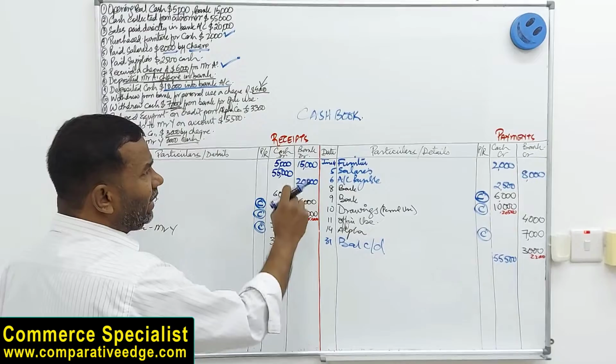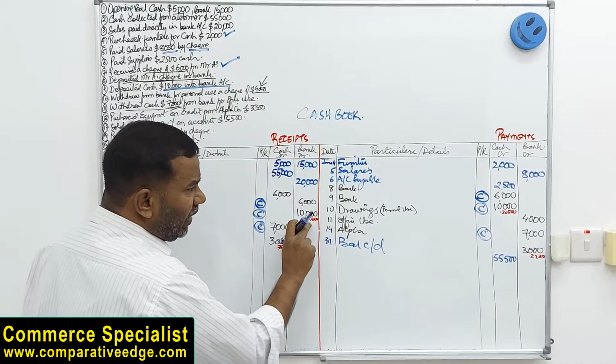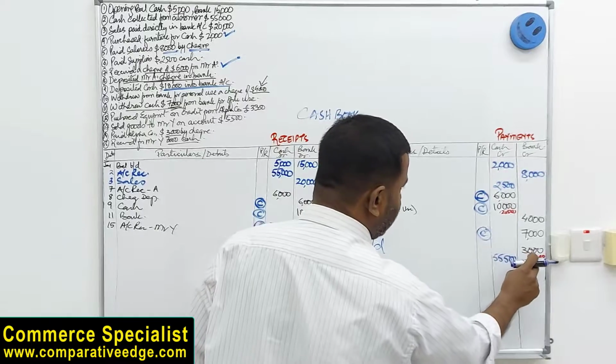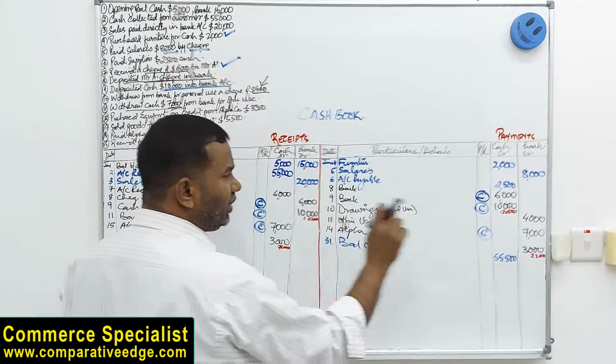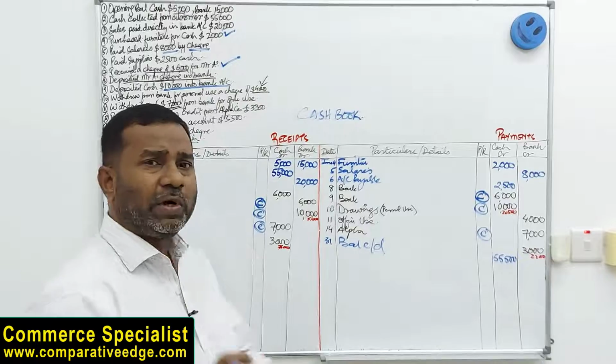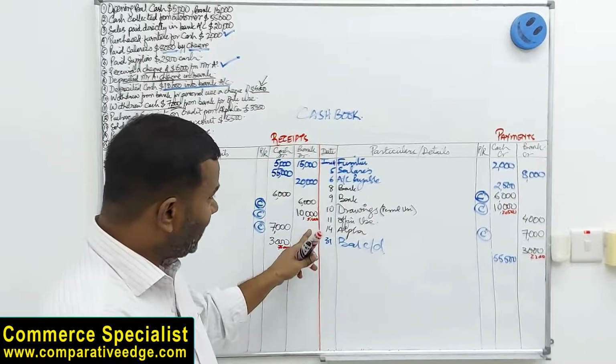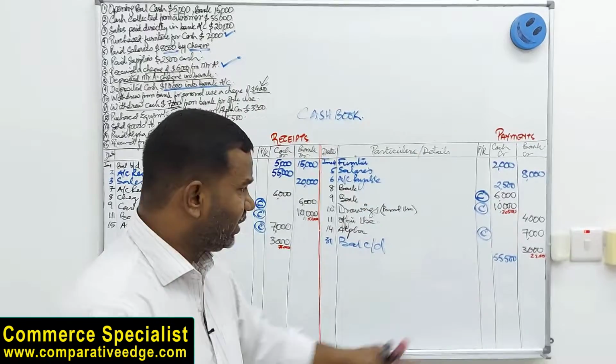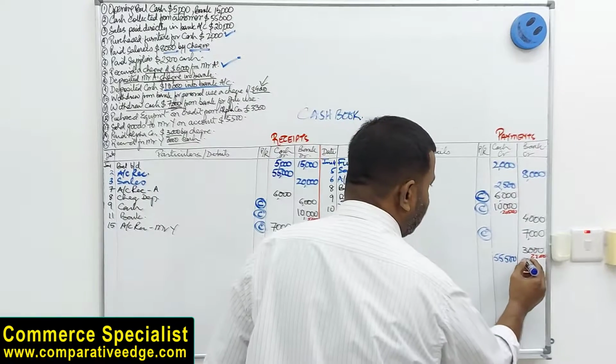Now let's look at bank. Total amount deposited into the bank is 51,000 and the payments made is 22. So 51,000 minus 22 will give you 29,000. Because the debit side is greater, the credit side is lower, the difference is always written at the lower side. So 29,000.